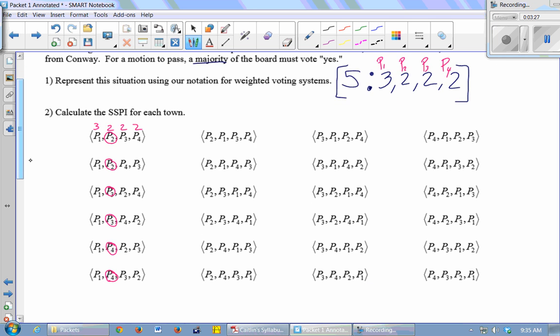Now this column is going to be a little different, because player 2 is first in all of these. So these are all going to have 2s above them, because player 2 has 2 votes. Then player 1 has 3 votes. So in these two, player 1 is pivotal, because 2 and 3 makes 5. But in the next ones, player 3 only has 2 votes, so you have to go to the next player to get your 5 votes. And then the same thing here.